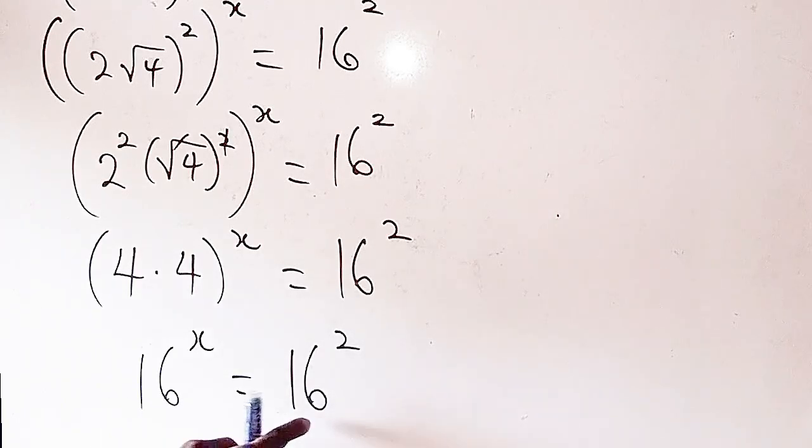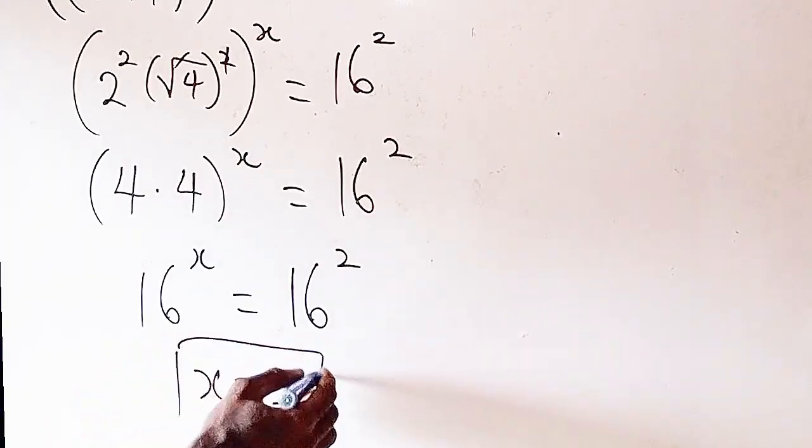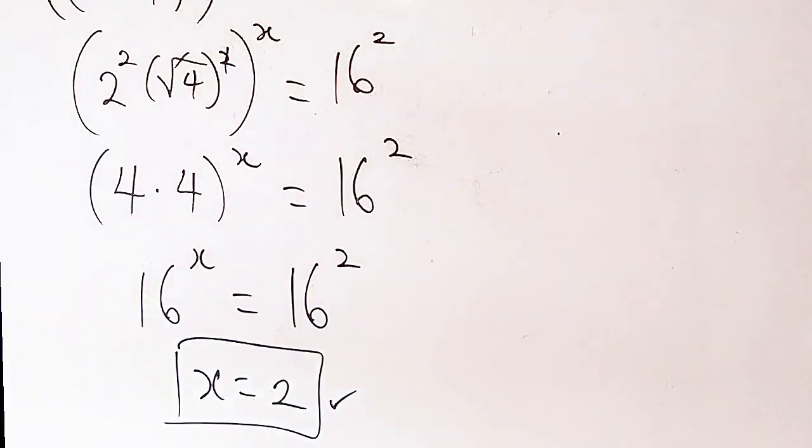Now since we have the same base, we're going to have x to be 2. Therefore, we have the value of x to be 2. That is the end of method 1.